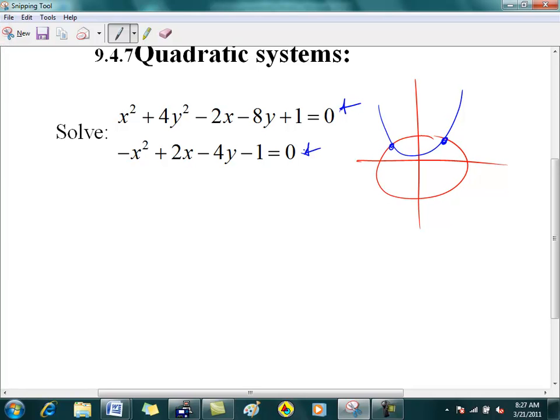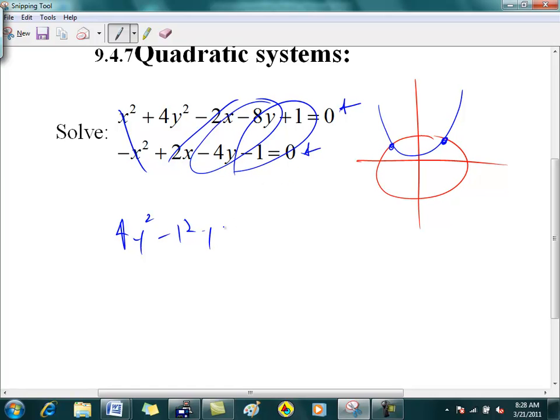Algebraically, what do we do? If you add the 2 equations, what's going to happen? You're going to get 4y squared. So these guys would cancel. These guys would cancel as well. Nice, good job. Good observation. Okay. Then you get 4y squared. And what's this going to give you? Negative 12y. And what's this going to give you? 0.